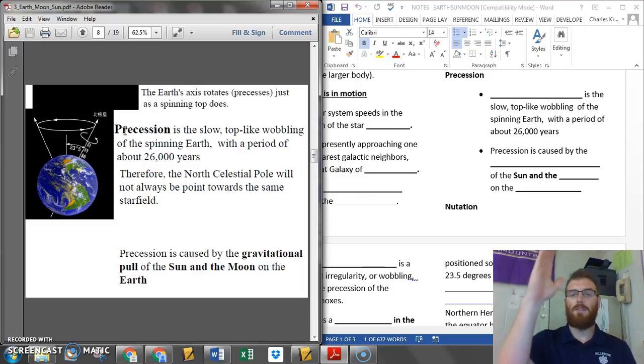Because Earth is tilted on that axis, it doesn't move just like something that would spin like this. It moves in this kind of direction. Just like a quarter, once you spin a quarter, it starts to slow down, and that hole opens up at the top. The same thing is here, and we call that precession. Precession is the slow top-like wobbling of the spinning Earth. It has a period of about 26,000 years every time it circles back around.